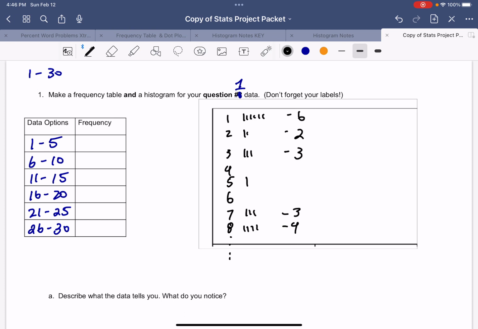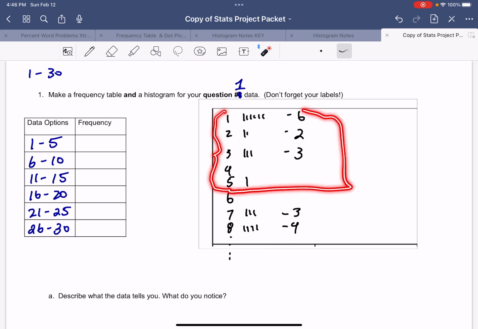All right. When you're combining your data, look at your options right here. The very first category is 1 to 5. You're now going to look at this 1 to 5 section and tell us how many total are in this section. So I would add up 6 plus 2 plus 3 plus 1, which would give us 6, 7, 8, 9, 10, 11, 12.